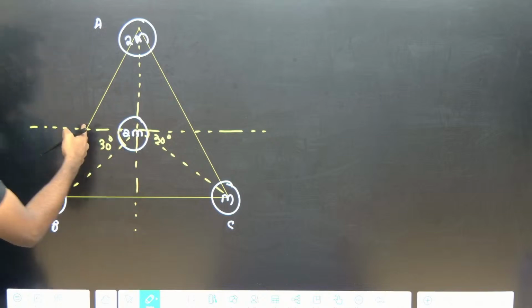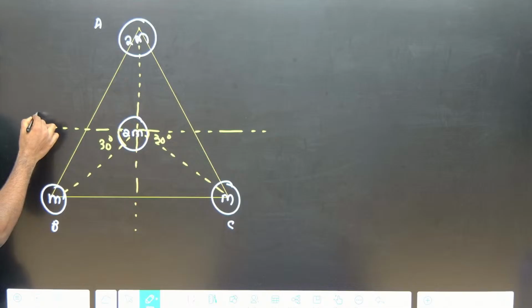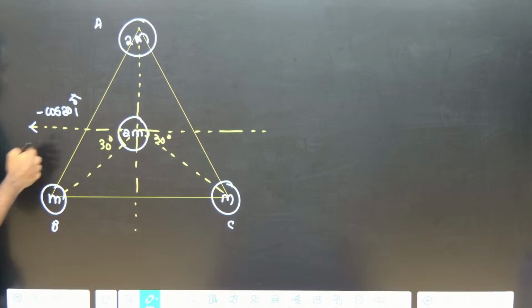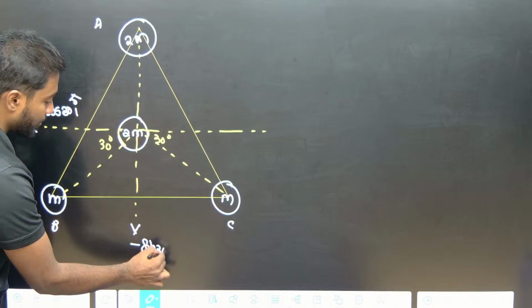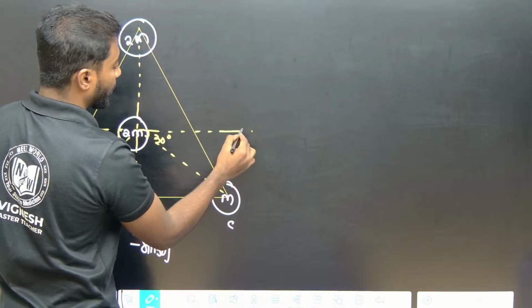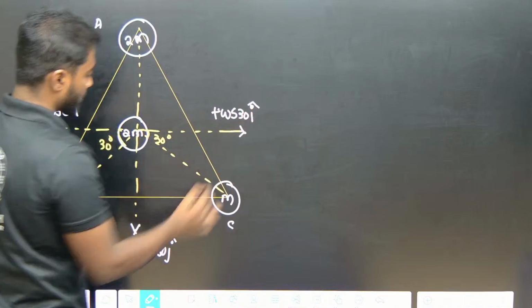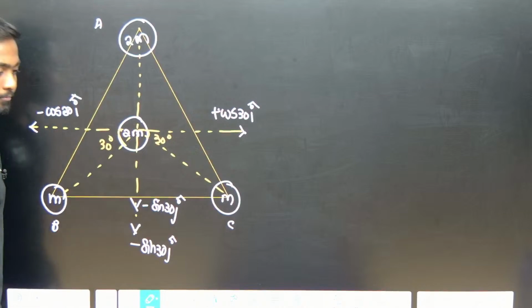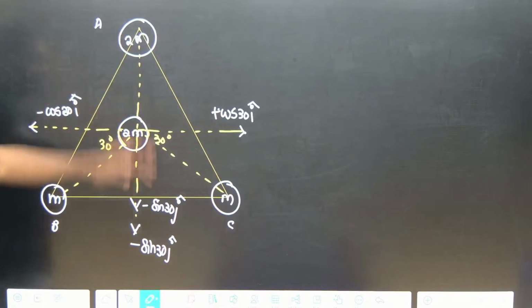Okay. So the angle which is close to the axis is cos. So this is minus cos 30 I cap for B and minus sin 30 j cap for B. Now for C how much it is? Plus cos 30 I cap, again minus sin 30 j cap, right. So, these are the things.